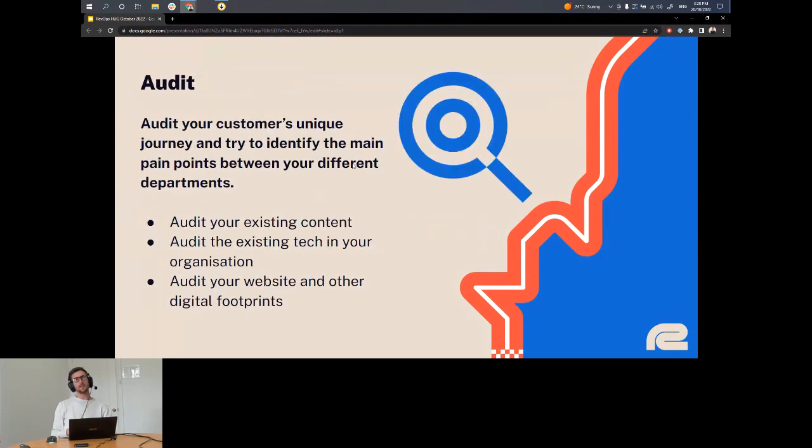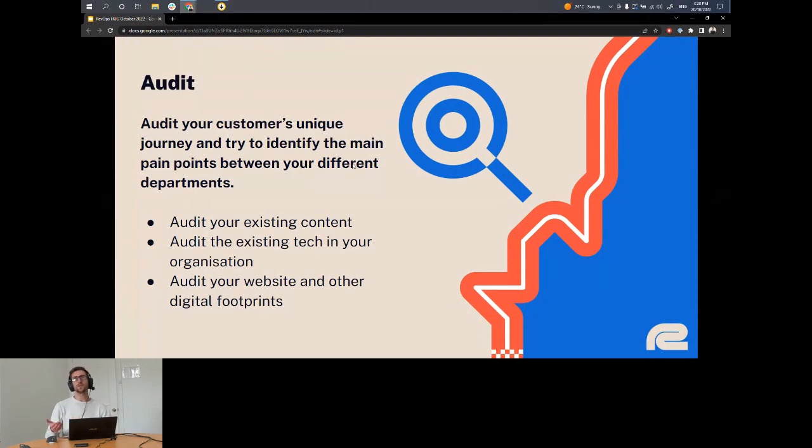So let's get started with the audit. Here you basically review the data you have available to try and identify your ideal customer journey, what the main pain points in that journey are for your customer, and what pain points each of your departments have at which stage. You audit all of your existing content and try to align it with your buyer's life cycle stage and create a plan to fill in the gaps.